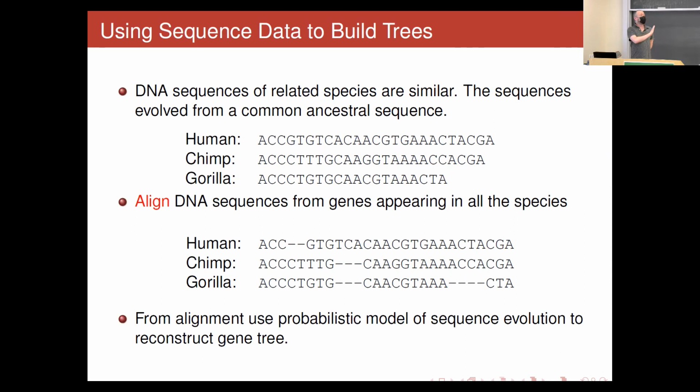And after you've had the alignment, there are some probabilistic models of the mutations that happen to the DNA sequences that are then used to try to reconstruct the phylogenetic tree. So there are some models that I'll talk about in a second for how single position changes happen in these sequences that will then be used.